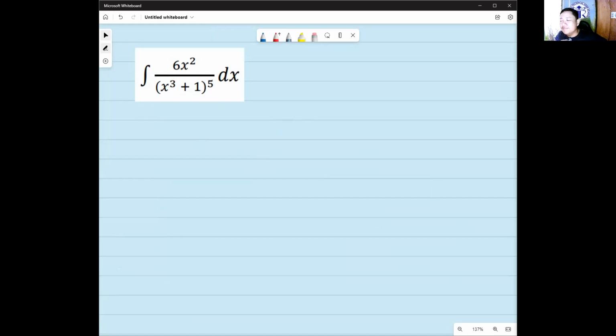Do we have a term here that can be considered as a product of our chain rule? Yes or no? Where is your u here? Let's see, what is your u in this given? What is the u of this given? Type it in the chat box, please. What is the u in the given? The inside of the parenthesis.